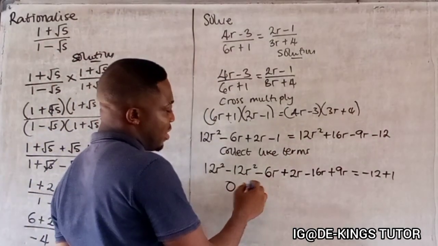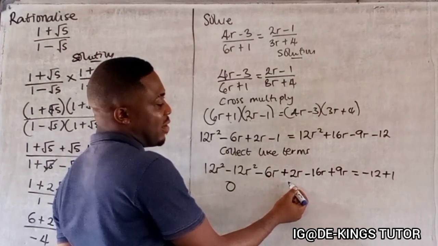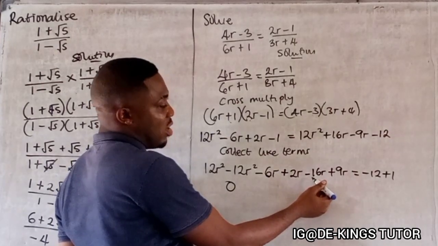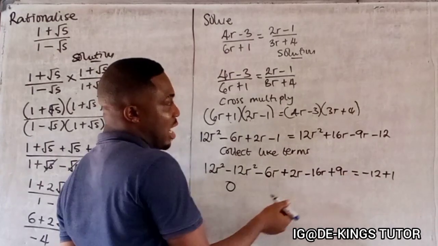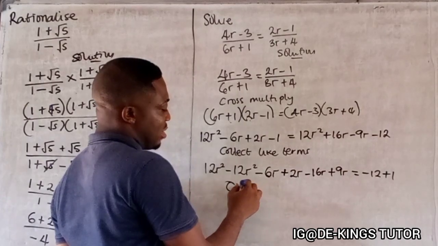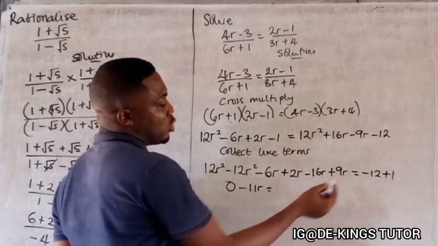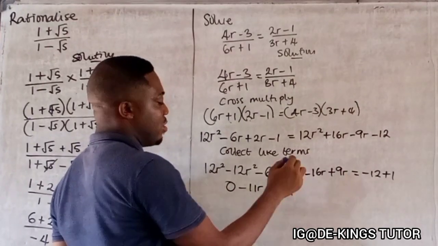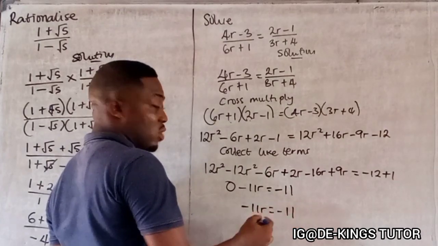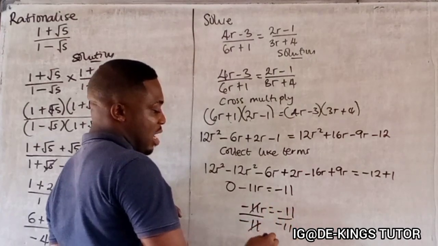So let's break this down now. Minus 6r plus 2r is minus 4r, minus 16r is minus 20r, plus 20r plus 9r, that is minus 11r, equals minus 12 plus 1, minus 11. So this should give us minus 11r equals minus 11. So we divide both sides by minus 11. So this cancels. Our r is what?